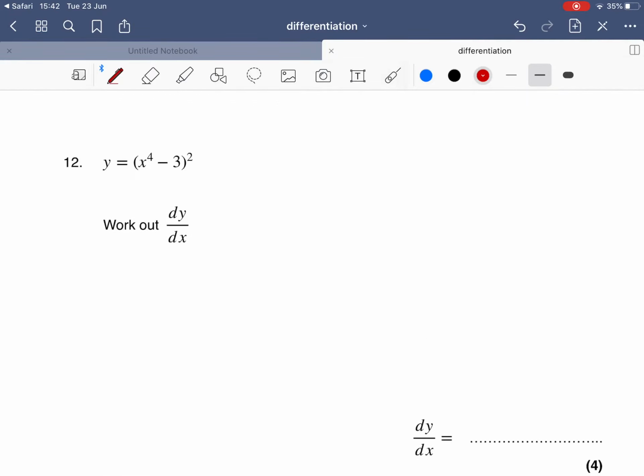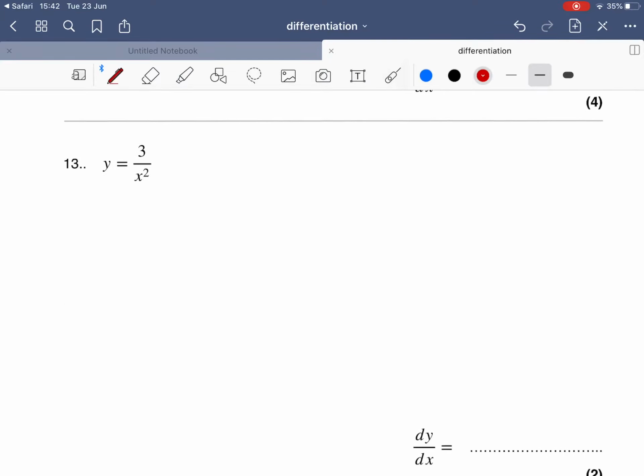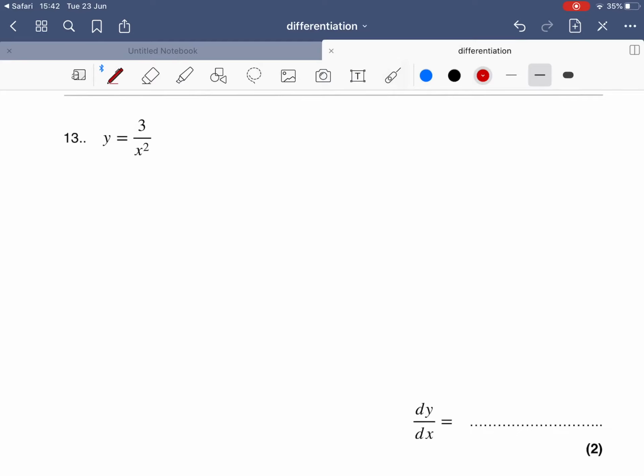Let's pick... Ooh, let's do this one. So this is quite a hard one. We've got y equals 3 over x squared. When we've got a fraction, this is the same as writing y equals 3x to the minus 2. Okay, so those two are equivalent. So I'm going to just rewrite it like that, and then I'm going to differentiate. So I'm going to find dy over dx.